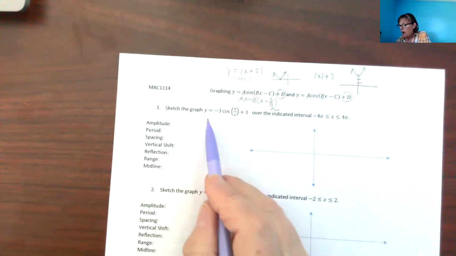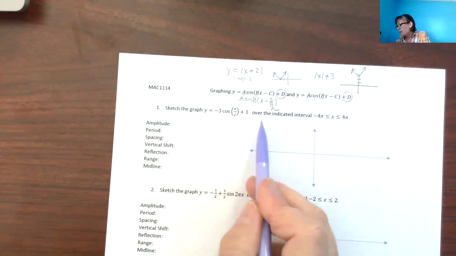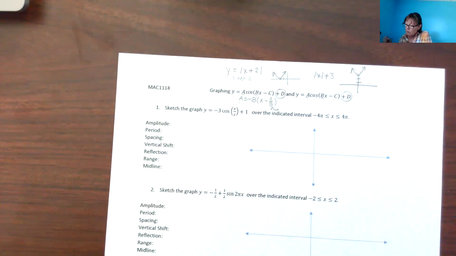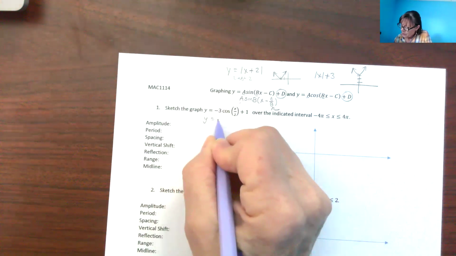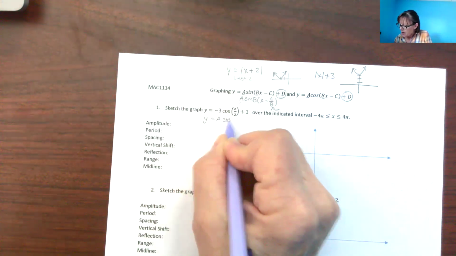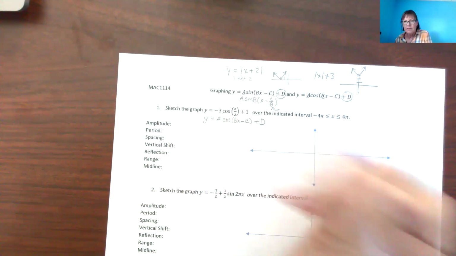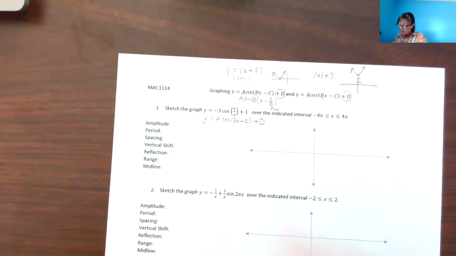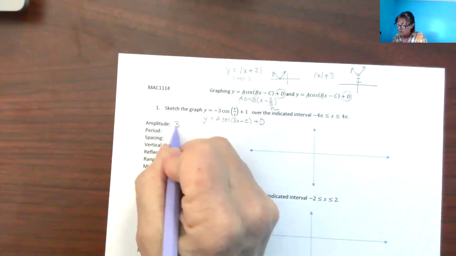It says sketch the graph y equals -3 cosine of x over 2 plus 1 over the indicated interval, -4 pi to 4 pi. So what we have here is y equals a cosine of bx minus c plus d. This is with all of the bells and whistles. What do we think the value of a is? Well, a is -3. And so the amplitude is the absolute value of that. So the amplitude is 3.